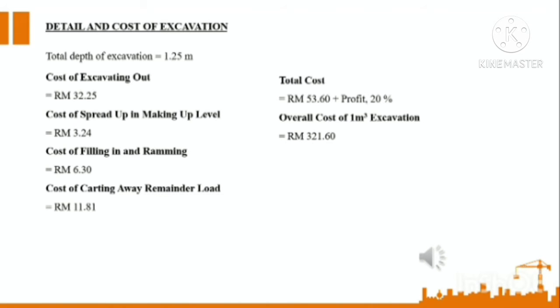The total depth of excavation is 1.25 meter and cost of excavation out is 32 ringgit and 25 cent. Cost of spreading out in making up level is 3 ringgit and 24 cent. Cost of filling and ramming is 6 ringgit 30 cent. Cost of cutting away remainder load is 11 ringgit and 81 cents. So we sum up all the cost of every work and we get 53 ringgit and 60 cent, plus profit of 20%. So the overall cost of 1 meter cubic soil excavation is 321 ringgit and 60 cent.